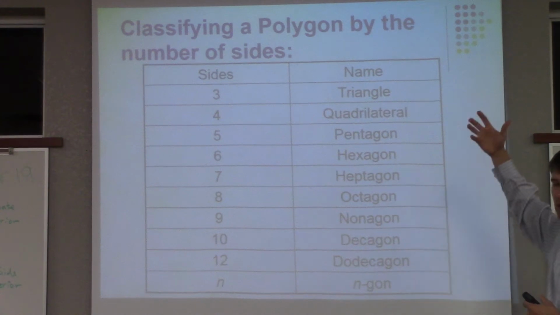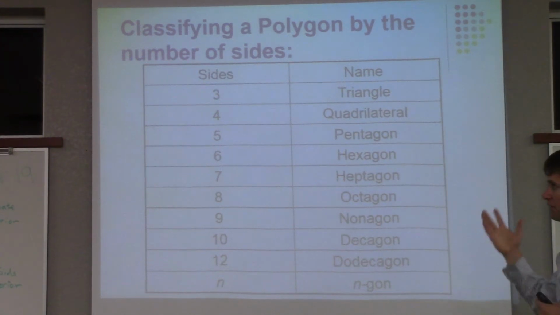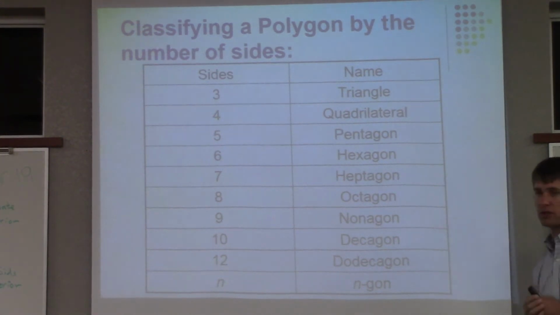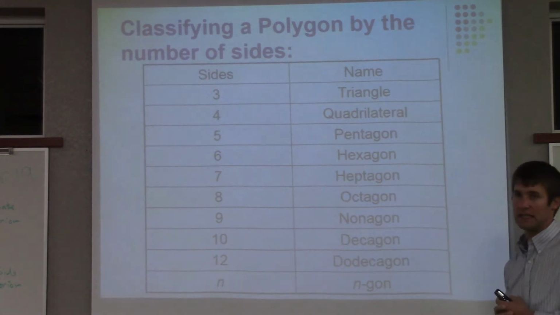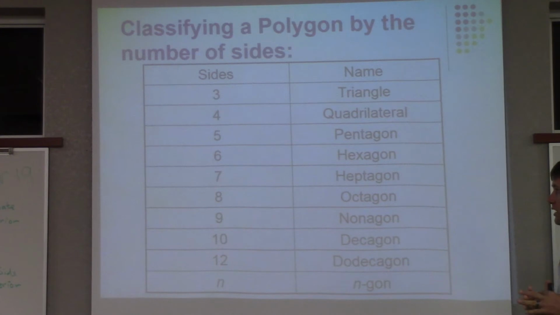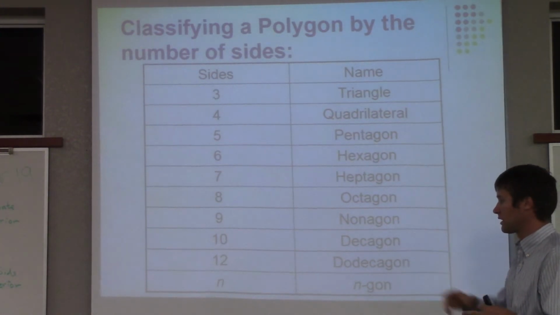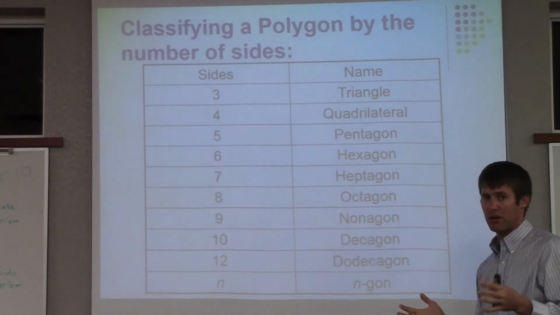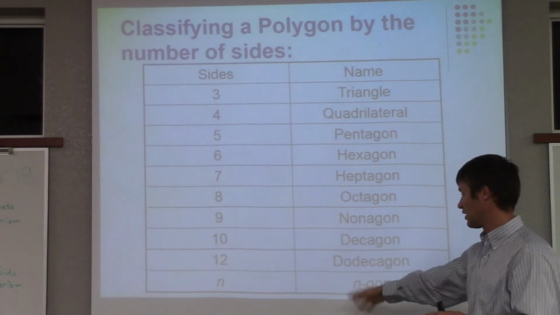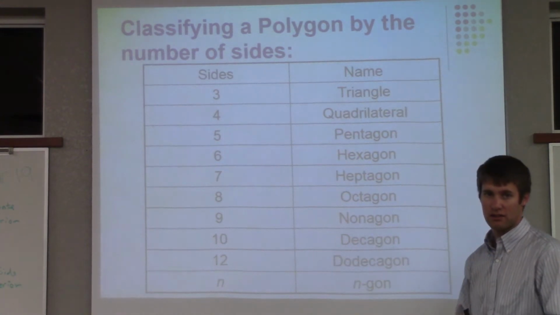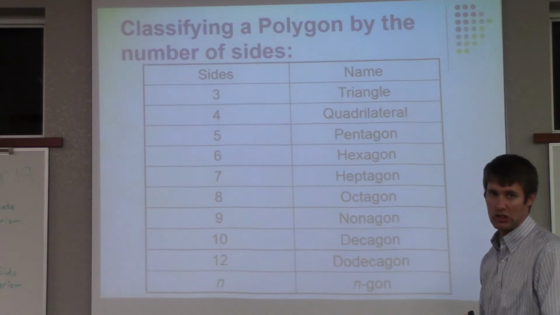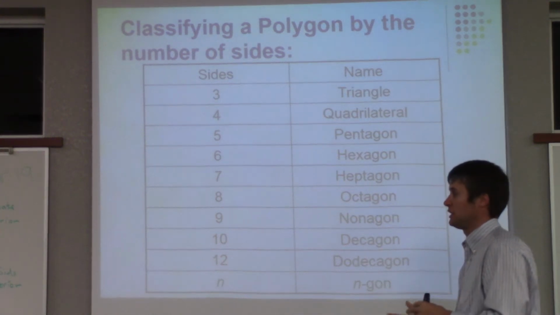So here is how we classify it. A 3-sided figure is a triangle, 4-sided figure is a quadrilateral, 5-sided figure a pentagon, 6-sided figure is a hexagon, heptagon is 7-sided, octagon, nonagon, decagon, dodecagon. Anything bigger than that we'd say n-gons, or a 13-sided figure, a 13-gon, 14 sides, and so on.